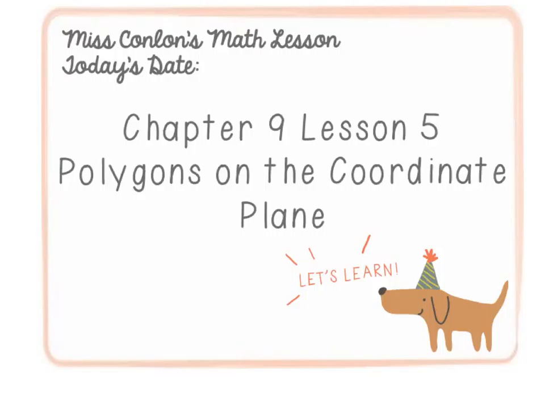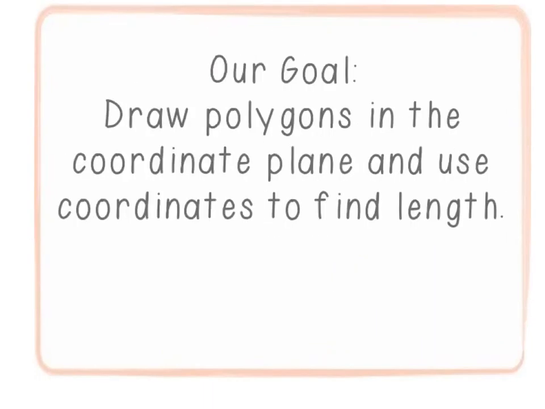Today's video is Chapter 9, Lesson 5, Polygons on the Coordinate Plane. Our goal for this lesson is to be able to draw a polygon, which, remember, has 3 sides or more, with straight lines that are all connected. So, like a triangle, trapezoid, parallelogram, square, all of those would be polygons. A circle would not be a polygon because it doesn't have sides.